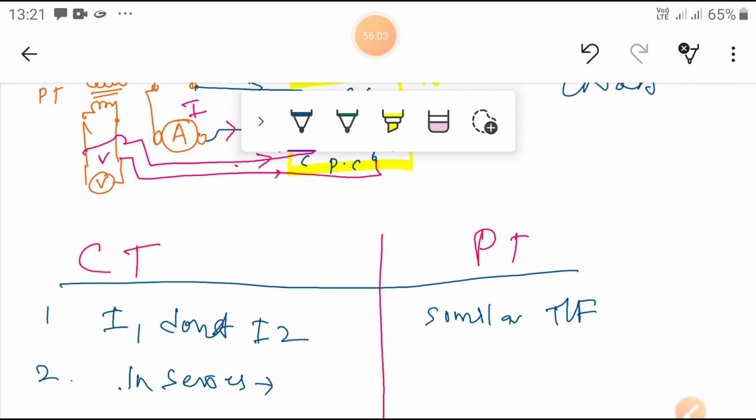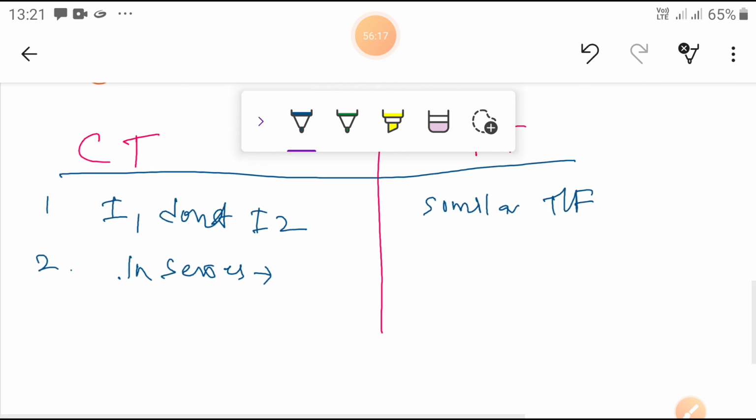Now in PTs, full line voltage is impressed upon its terminals always. Whatever appears on the primary appears in the secondary. That is one thing. It is connected in parallel.